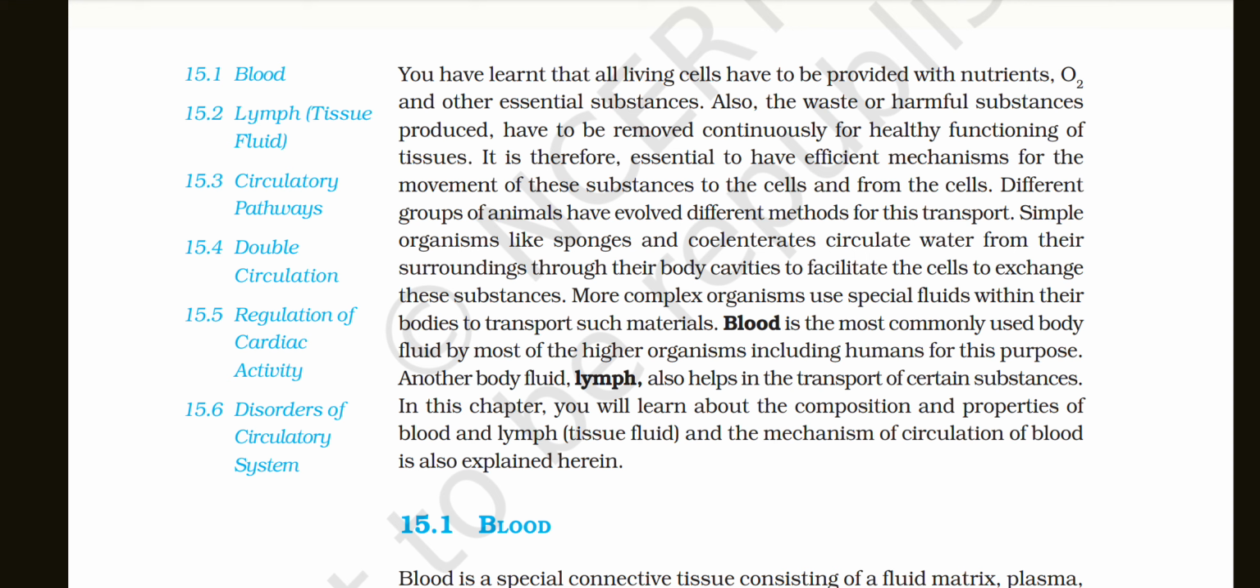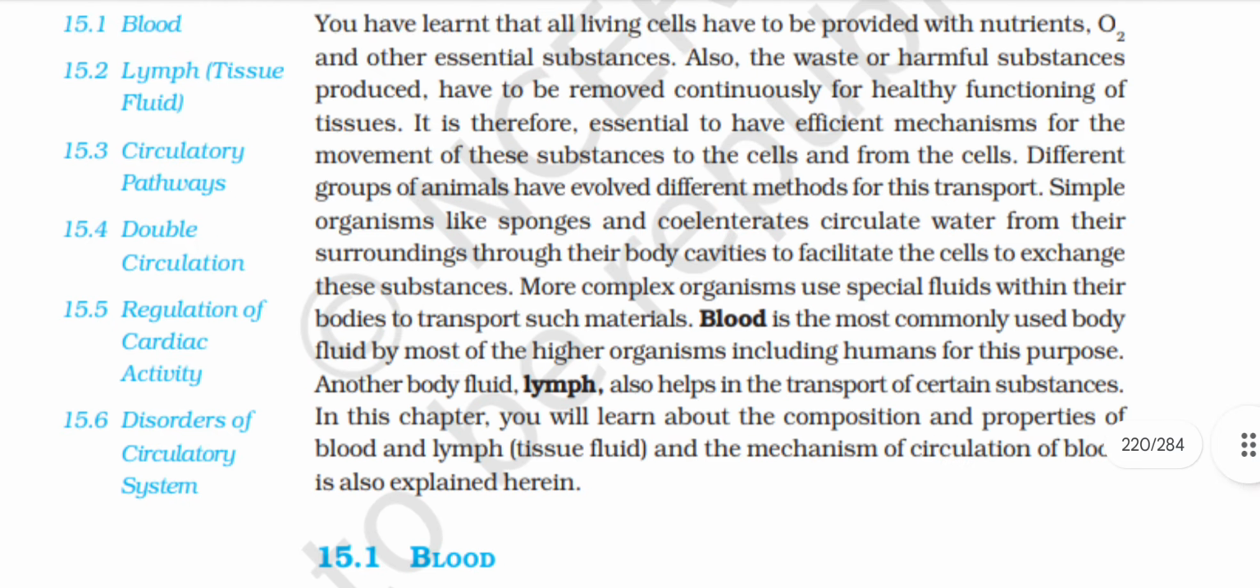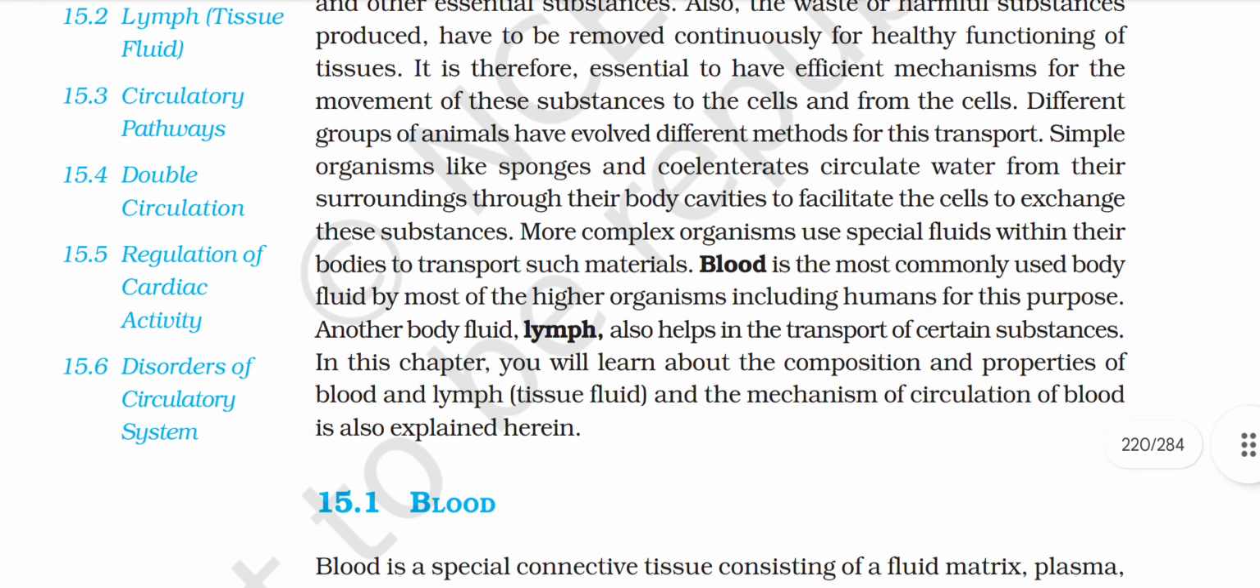You have learned that all the living cells have to be provided with the nutrients, oxygen, and the other essential substances. Also, the waste or harmful substances produced have to be removed continuously for healthy functioning of the tissues. It is therefore essential to have efficient mechanism for the movement of these substances to the cells and from the cells. Different groups of animals have evolved different methods for this transport.